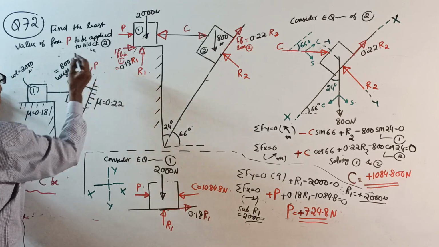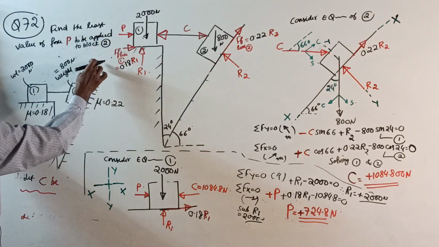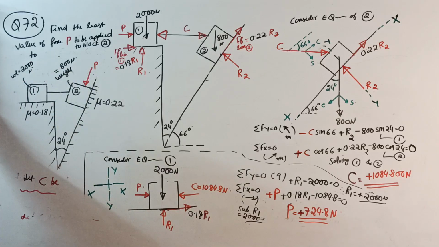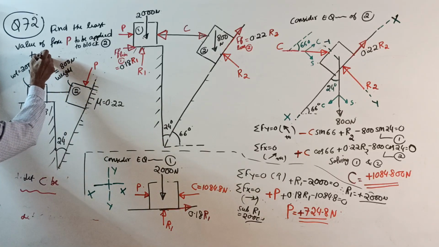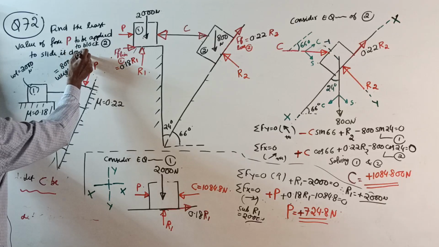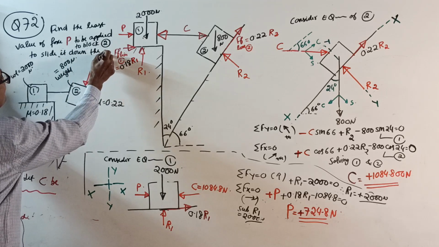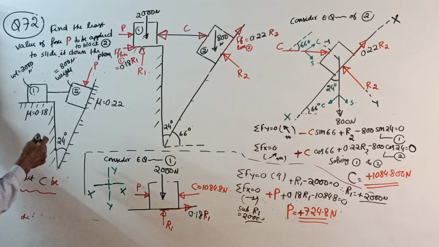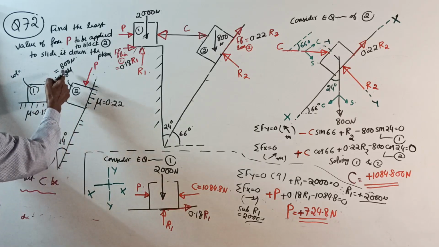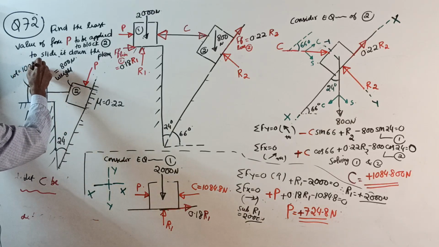So now the question is, find the least value of P to be applied to block 2 to slide it down the plane. Oh, I see the question is wrong, because to slide it down the plane, I should put a heavy weight here, not 2000, that is 800. Last time 6000 came, 10,000 Newton. Okay, now it is correct.